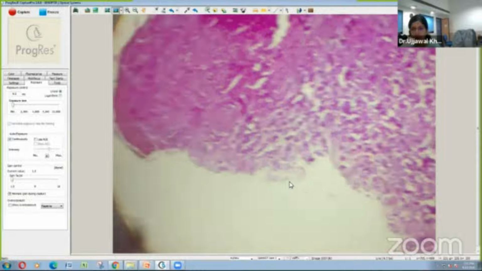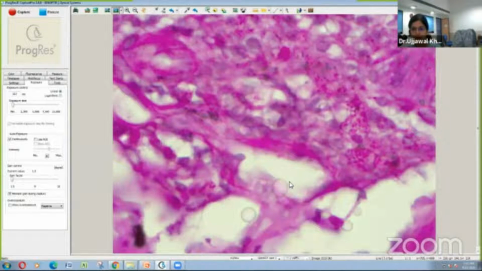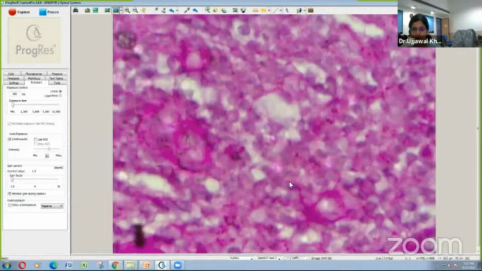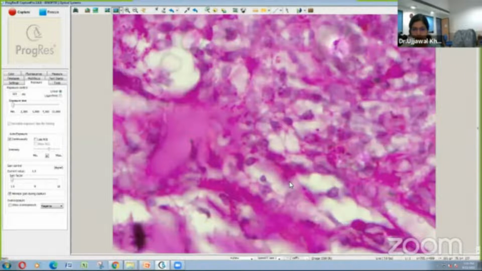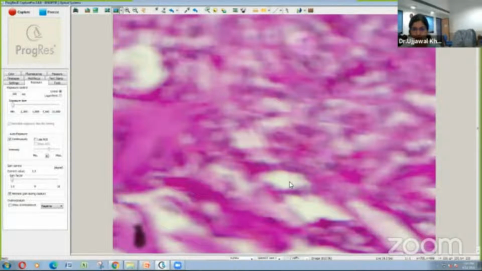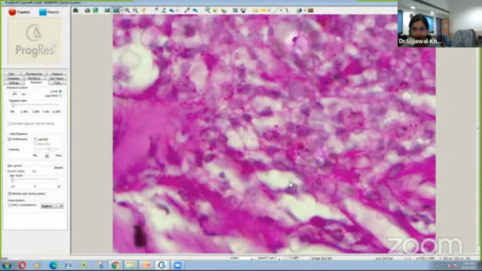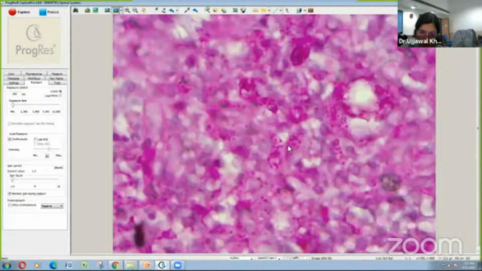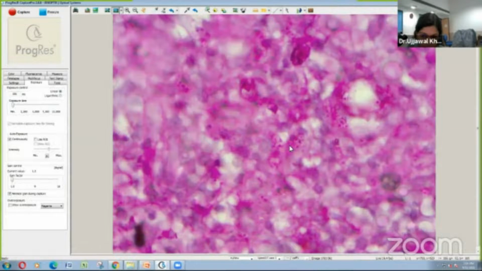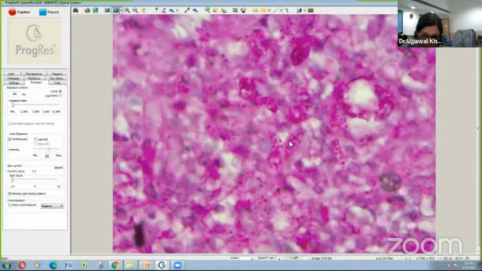I have some special stain slides which I could not put as slides but in the photographs itself. GMS was performed, which showed these aggregated, narrow-based budding yeast forms. This is the same that we have seen on these sections. So here we can see that these are the yeast forms. A stain was put to differentiate it from Cryptococcus, which can have similar yeast forms. But Cryptococcus will be positive for Alcian blue, which was negative in this case. So finally, based on this, a diagnosis of histoplasma was given.